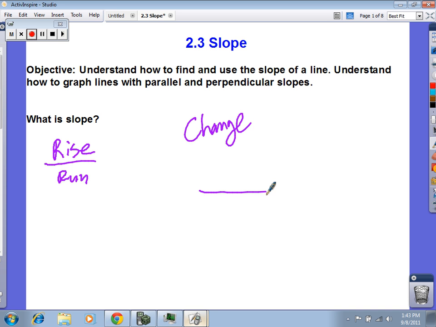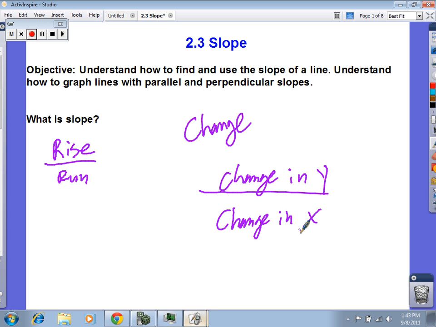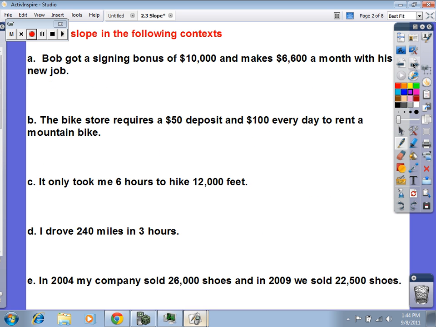Have you seen this? Draw a fraction. Change in y on top. Change in x on the bottom. At least y is always on top. Always, always. X is always on bottom. Okay, let's practice some slope. Slope is change. You got it, Alexa? Watch this. See if you can find the change. Now, we're not doing graphs. We're going to do story problems.